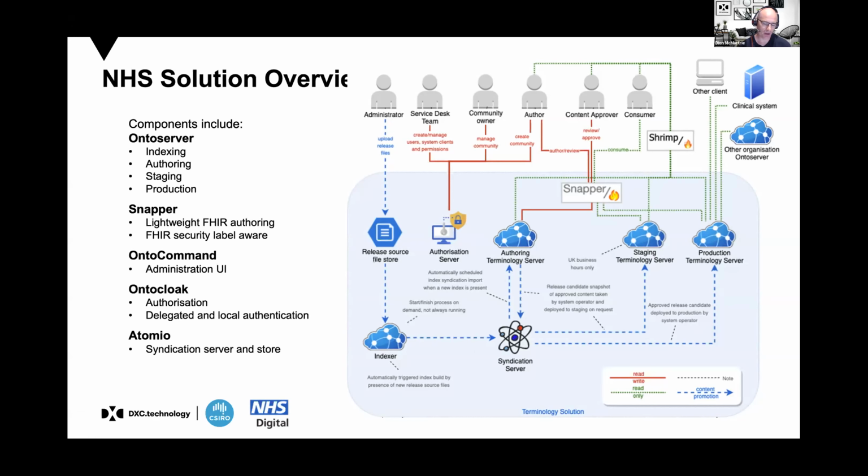So these components are quite flexible. They can be mixed and matched, but that's the general overview of how that solution works. And obviously Snapper and Shrimp are clients into this, but you can have many other different types of clients, clinical systems, or in fact other downstream Onto server instances that are pulling content, presumably from the syndication endpoint of the production server of the official released content.